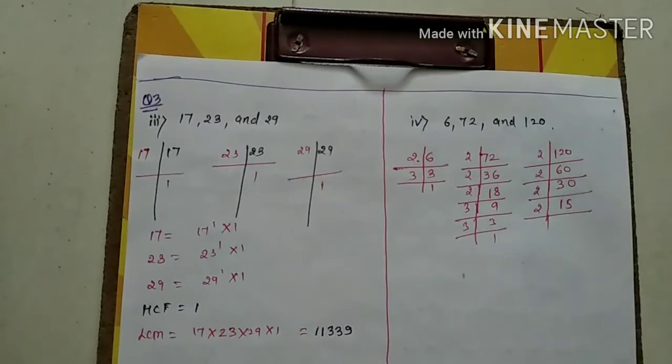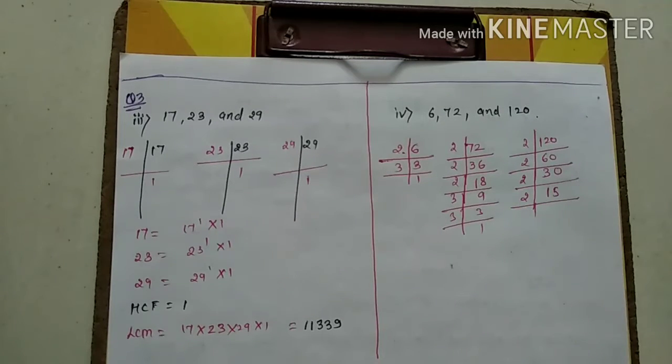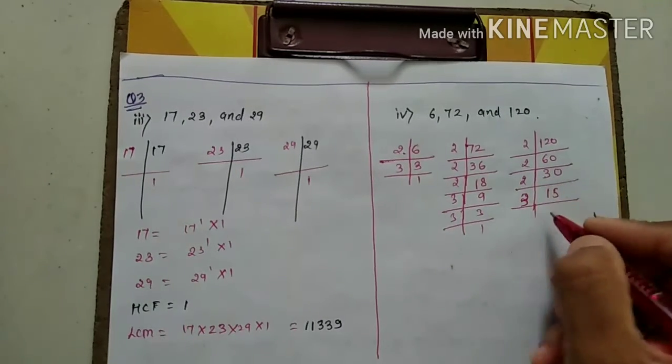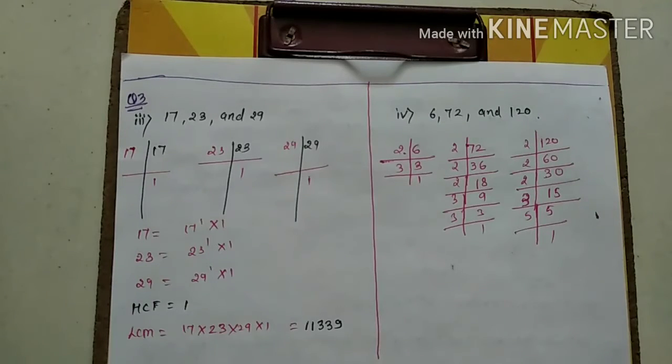After that, 15 will not go with the 2, so I can take the 3 or I can take the 5, whatever you want I can take. I can take the 3, more easy, because after 2, 3 will be there. 3 5s are 15, then 5. Correct. So I have done the factors.